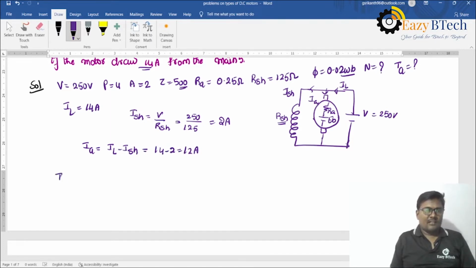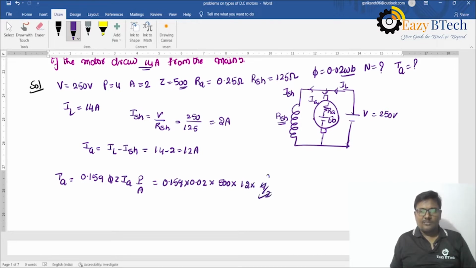Then the armature torque is equal to 0.159 into flux into Z into IA into P by A. 0.159 into flux is 0.02 Webers. The number of conductors is 500. The armature current is 12 amperes. Number of poles is 4 divided by 2. Then finally I got it as 38.1972 Newton meter for this problem.